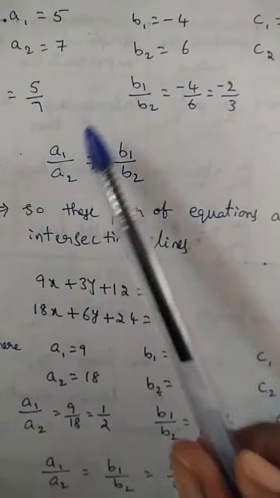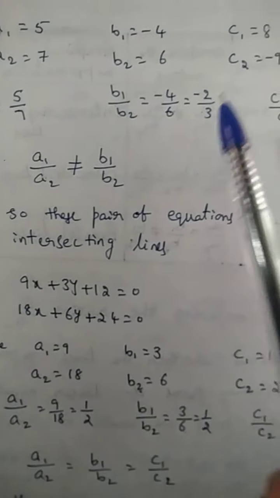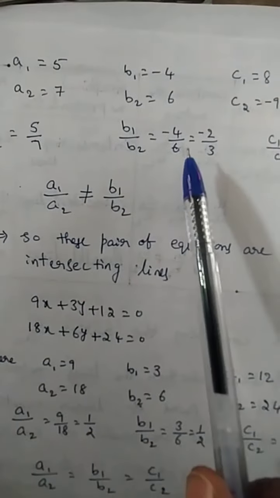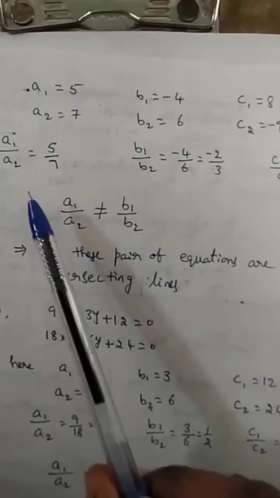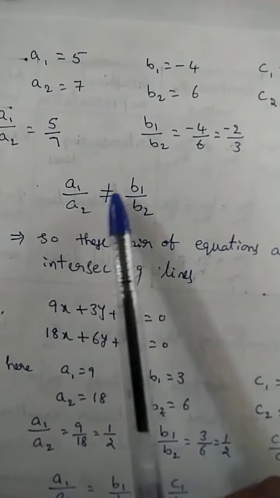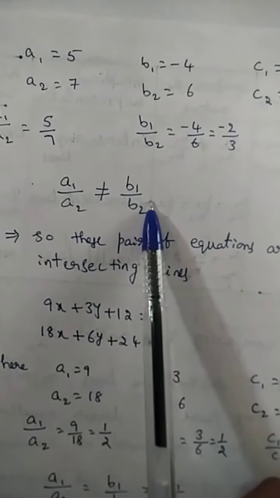If those are equal, then the result is compared with the constant values. If those are not equal, no need to go to the constants. Clear? So if those are equal, we'll go to the constants. If those are not equal, no need to go to the constants. Here a1 by a2 is not equal to b1 by b2.